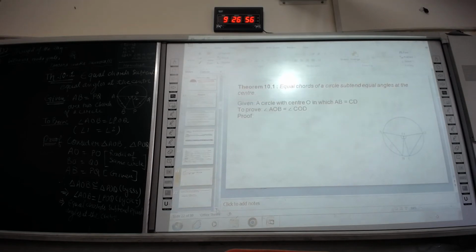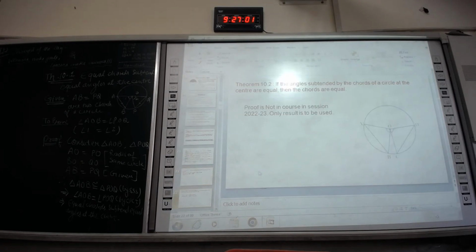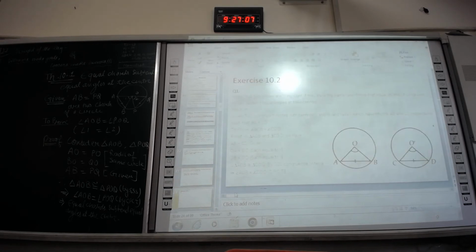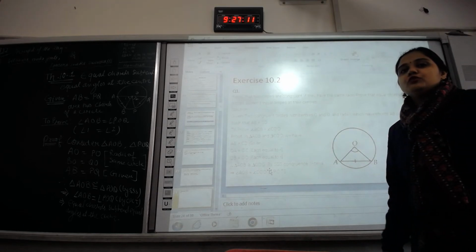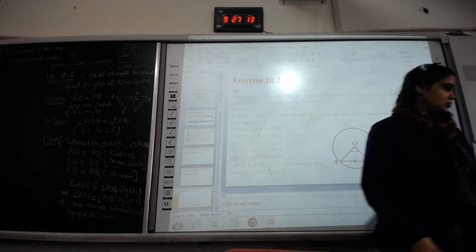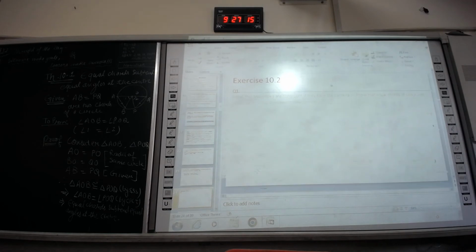So this is the theorem that we have just proved. Moving to the next one. As I told you, the proof is not there in the course. So now it's time to do some questions. I don't want you to copy the question from the board. So let me delete the proof. I'll just delete the proof. I don't want to keep it.